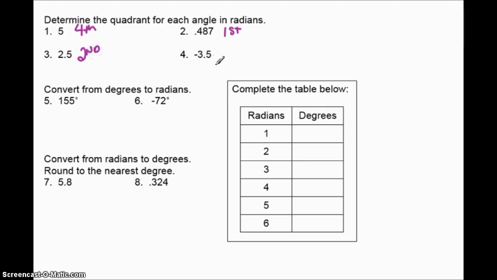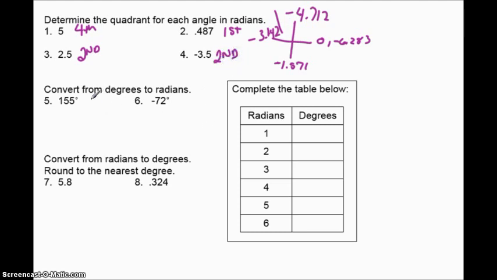And then finally, negative 3.5, well, I don't have negatives on there, but I could just reverse things around. This would be 0, this would be negative 1.571, this would be negative 3.142, this would be negative 4.712, and then this would be negative 6.283. Okay. So negative 3.5 would be located here between negative 3.142 and negative 4.712, which is the second quadrant.